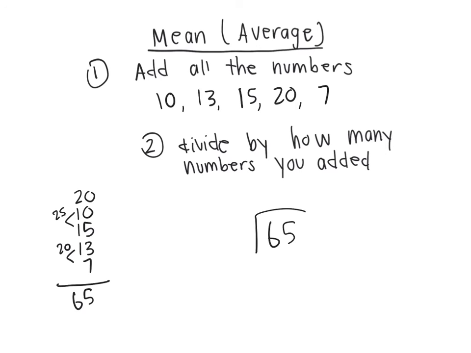And I had 1, 2, 3, 4, 5. So 65 divided by 5. I know my facts, this is 13. Or if you don't, 5 goes into 6 once. That's a 5. And then 5 goes into 15 3 times. So our average is 13. And that is how you find mean or average.